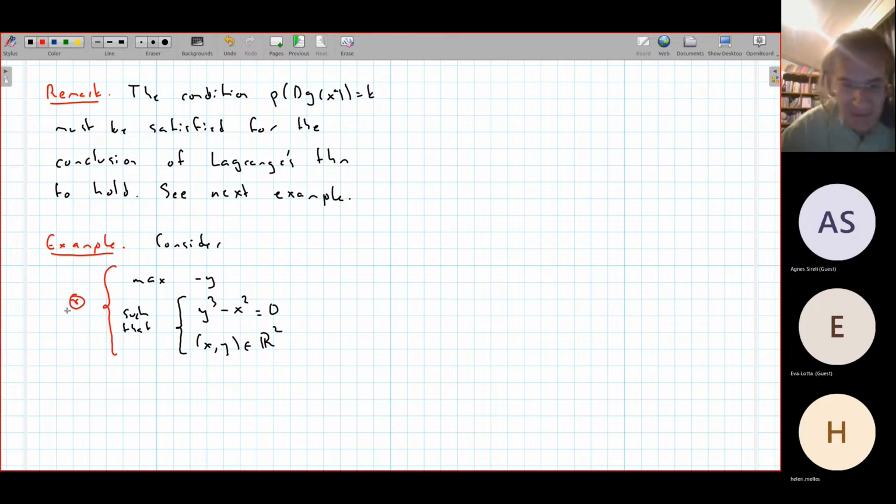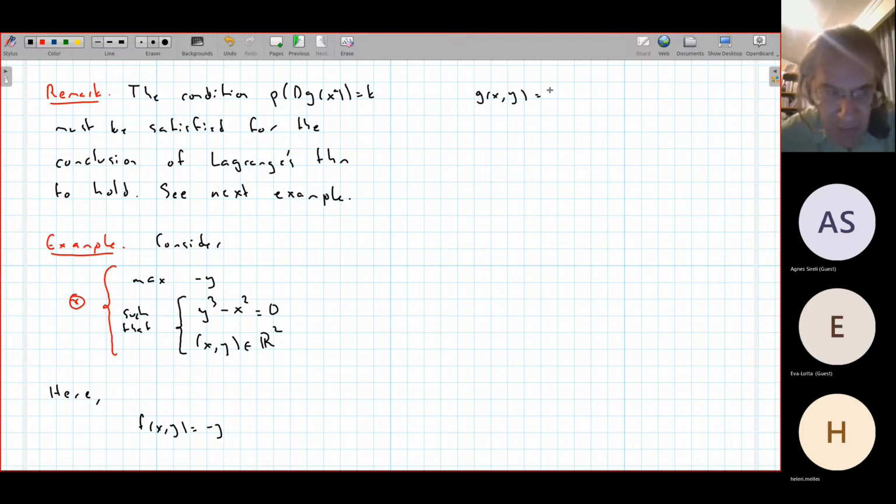Okay, let's start to identify things here first. In this case, the function f of x comma y is equal to minus y. And the equality constraint is y cubed minus x squared, right?